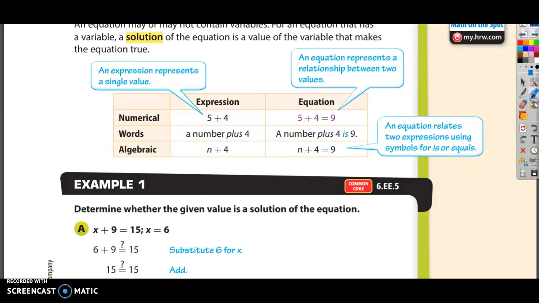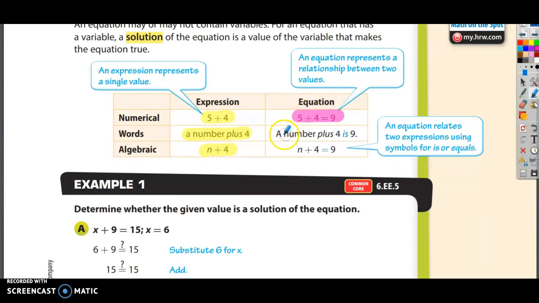So, what do we've got here? An expression represents a single value. So this would be a numerical expression because it's numbers. This would be a word expression because there's words. And this is an algebraic expression because it's got a variable in it. And an equation, conversely, has to have an equal sign.